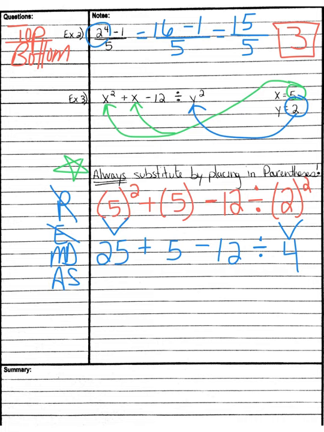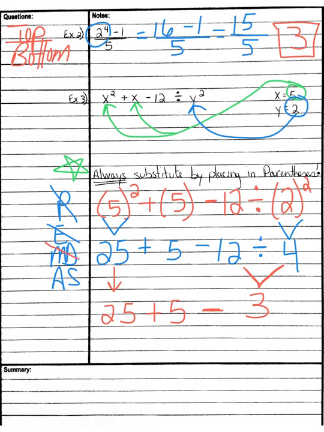Next, we need to make sure we take care of our multiplication or division, or both if we have it. And here I only have division at the very end. And so we need to take care of that. What is 12 divided by 4? Well, it is 3. And we bring everything else straight down. 25 plus 5, bring down the subtract, and then we just did 12 divided by 4, which was 3. So we took care of all our multiply and divide.